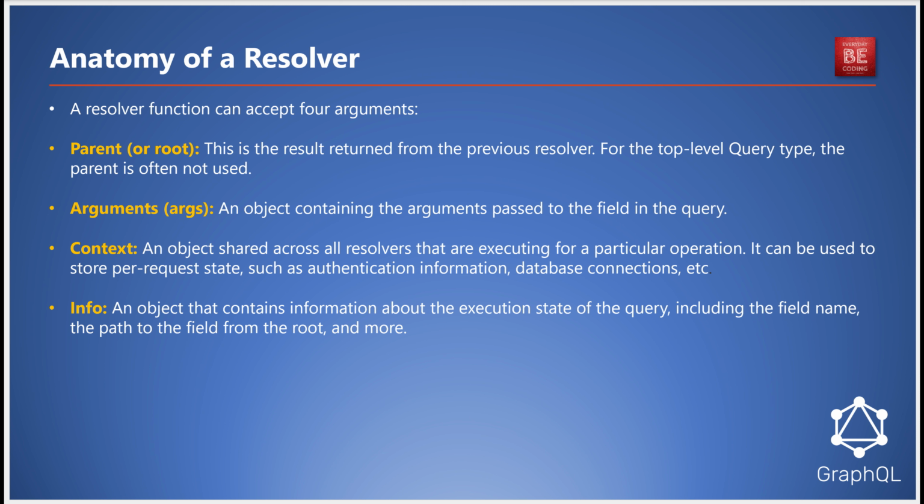Let's break these down with some illustrative examples. Starting with the parent argument, this is essentially the output from the previous resolver in the chain. For root-level queries, the parent often remains unused as there is no preceding resolver.